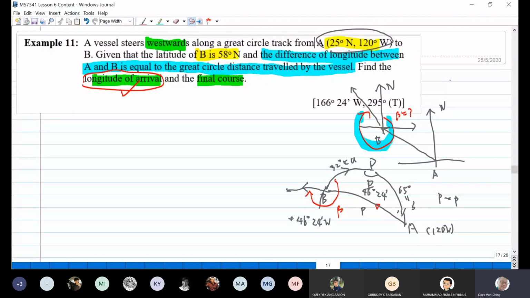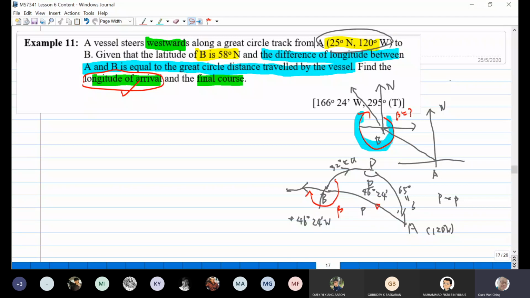Okay, so to find the final course, you can also use... do you know the angle A? You don't know, right? So you can actually use the sine law to find angle B. But the disadvantage of using the sine law is that afterward you have to see which is the correct answer. So we are going to use the cosine law straight away, so we don't need to figure out which is the correct answer, because the cosine law only gives you one correct answer.